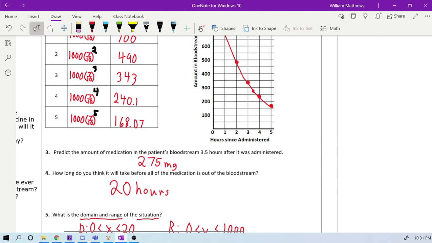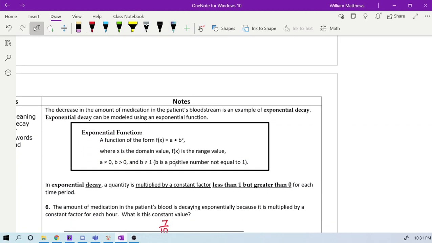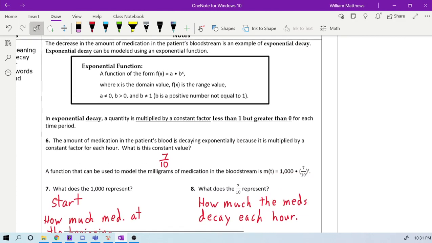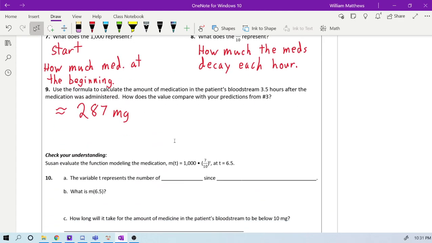If I were to use the same actual table that I had earlier and found the value at 3.5 hours, this would give me roughly 287 milligrams. And this is rounding to the nearest whole number. Now, how does this compare? This one is a little bit more precise based off of the function.